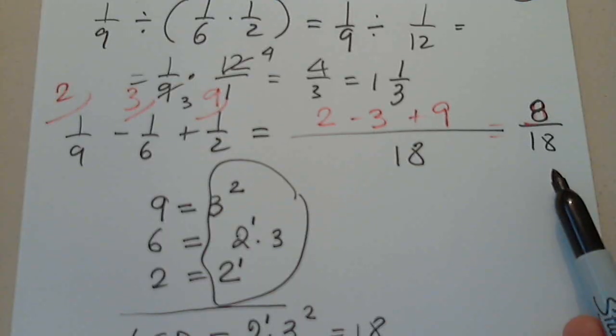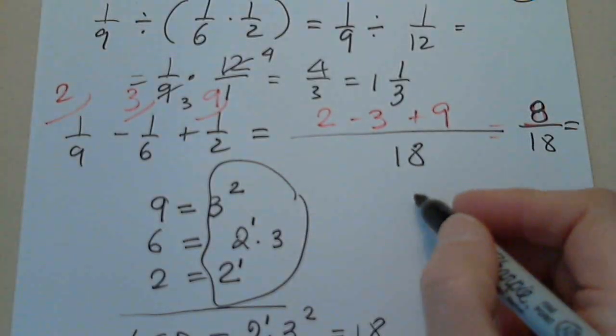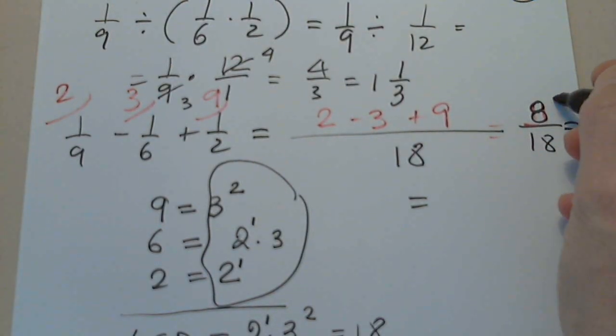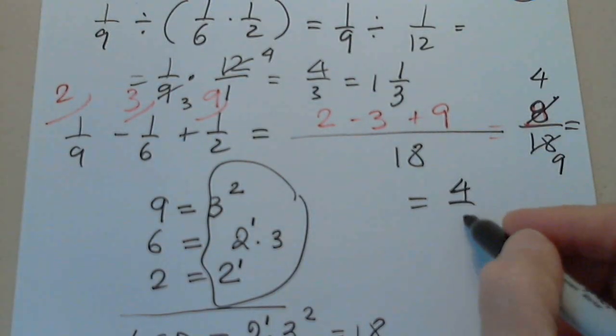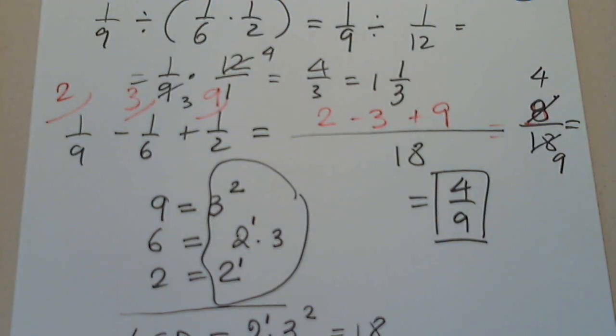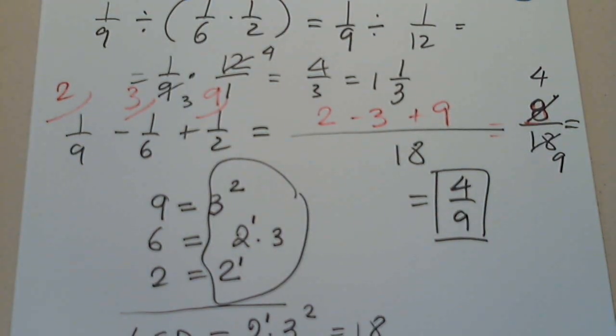But you have to simplify it. They are both even numbers. So we will simplify by 2. So we get 4 and we get 9. So 4 over 9 is the simplified form in lowest terms. Any questions?